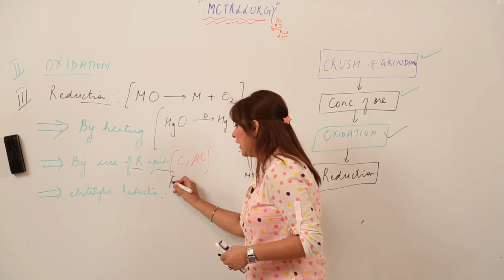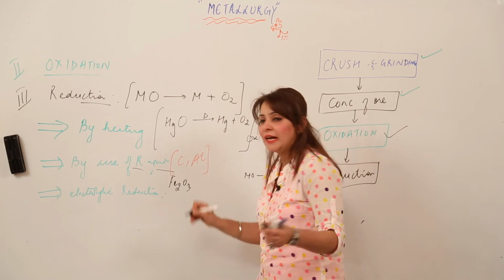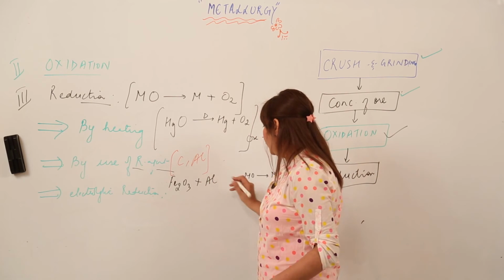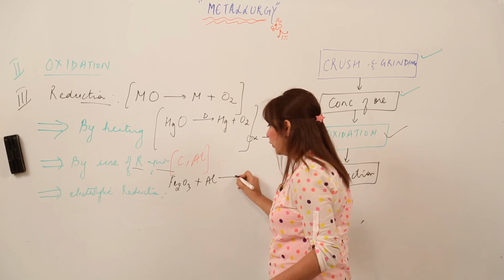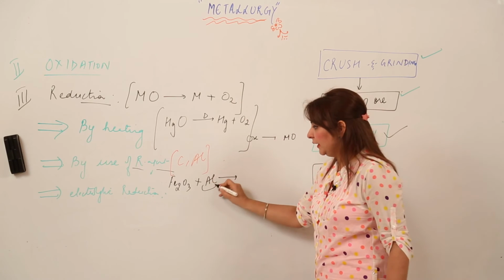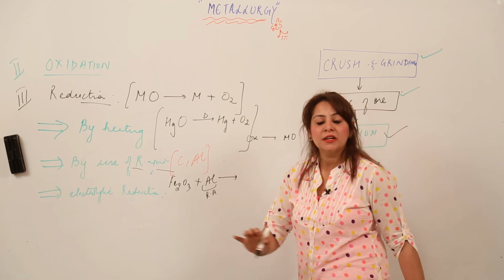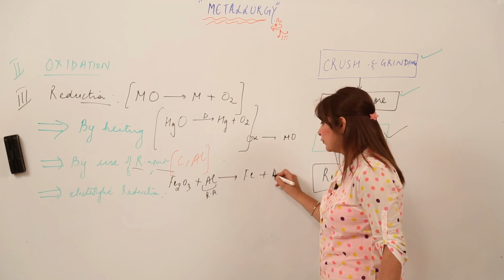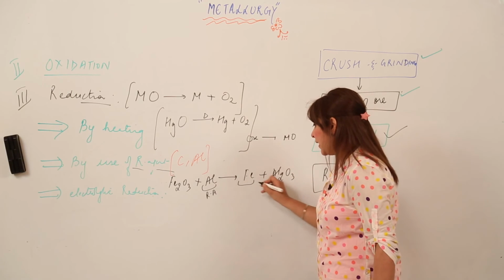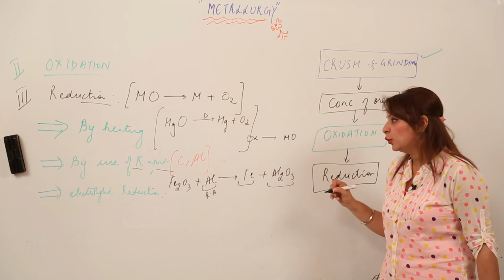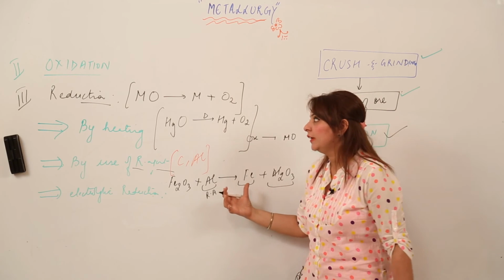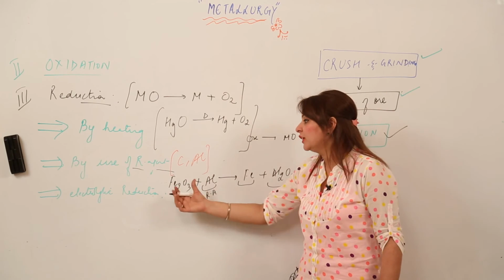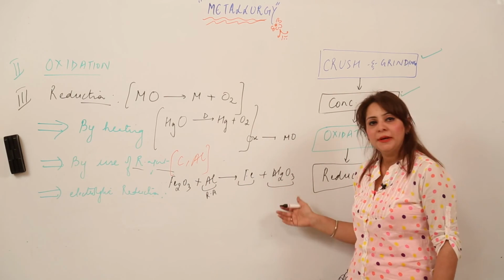Here we have iron oxide, because we need to have an oxide. It will combine with aluminium, and aluminium will act as a reducing agent. It will reduce iron and itself get oxidized. So here we see that it forms iron and Al2O3. This is the second process, by which we can use a reducing agent to reduce the metal oxide.